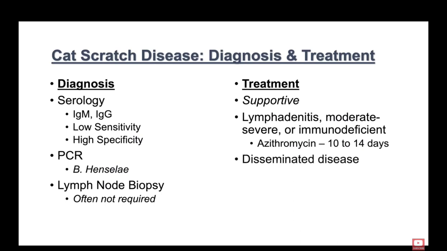And if this is a disseminated disease, a severe case of disseminated cat scratch disease, we want to give azithromycin or doxycycline with rifampin. So that's the only difference. We add rifampin, or we use doxycycline and rifampin, for disseminated disease.